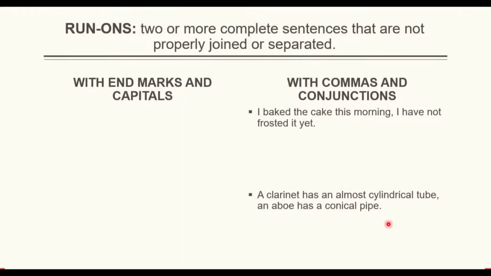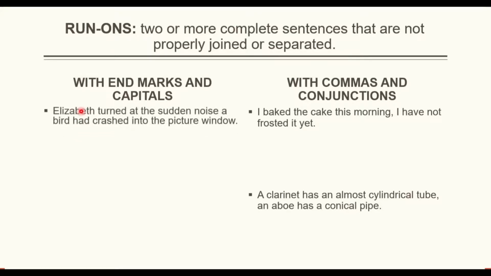Now let's continue with run-on sentences. This is more like something we do very often, but we are going to avoid them. That's the aim of this topic. We know that two or more complete sentences that are not properly joined or separated are called run-on sentences. I'm going to read this for you. Listen. Elizabeth turned at the sudden noise a bird had crashed in the picture window.